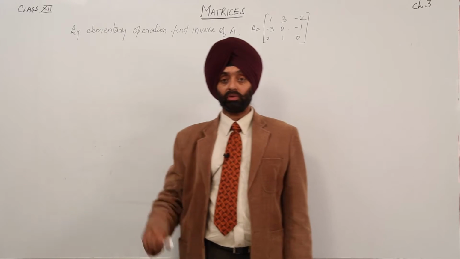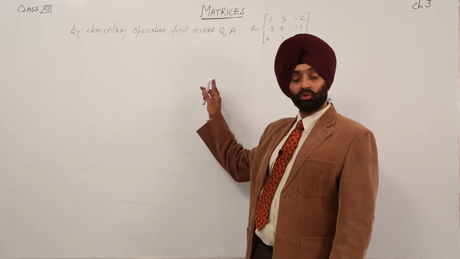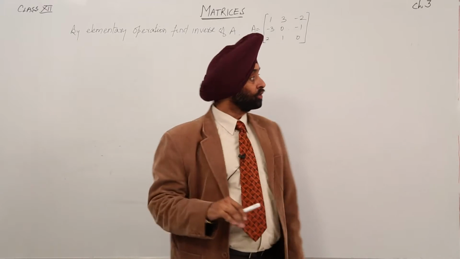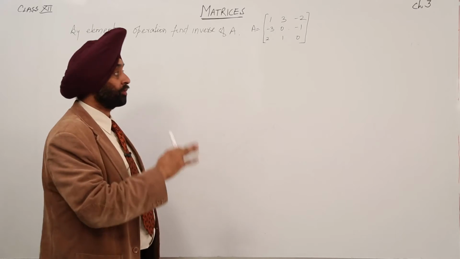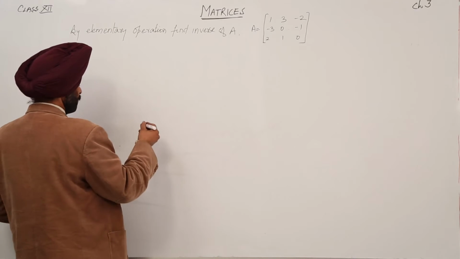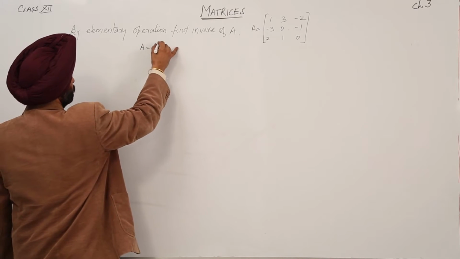Now a question on the whiteboard: we have to find the inverse of a 3 by 3 matrix, and this question was in board exams. Okay, so now I am going to solve this question by the elementary column operation. So we are having A is equal to AI.